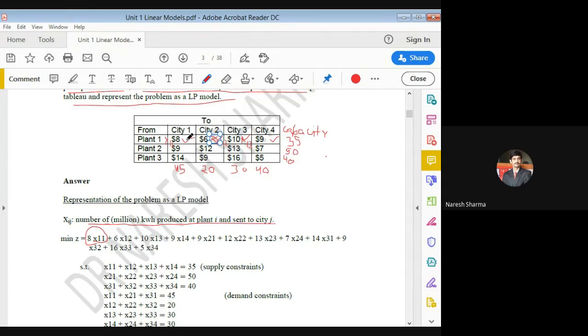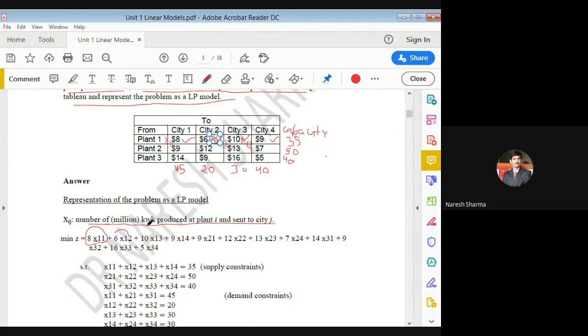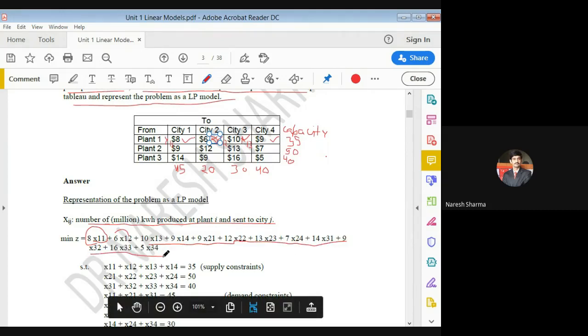So that work per unit cost is $8. The product of this 8 and X11 is the total cost of supplying plant 1 to city 1. Similarly, X12 at $6 per unit is the cost. Similarly, we multiply each cost with the corresponding number of units. We get the total cost, and our target is to minimize this cost.